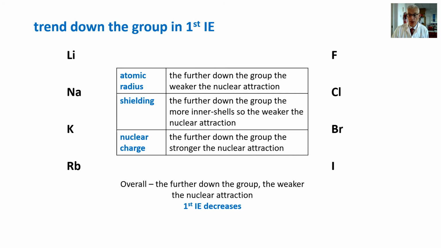So the first ionization energies at the bottom of the group are lower, that is, it's much easier to remove an electron from rubidium than from lithium, from iodine than from fluorine.